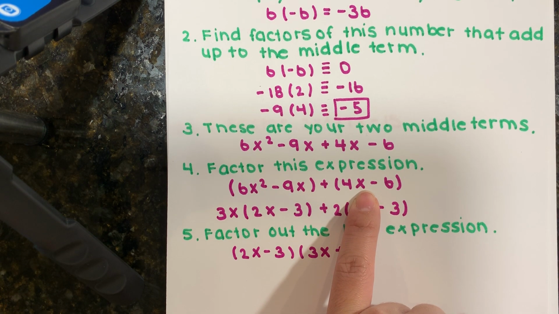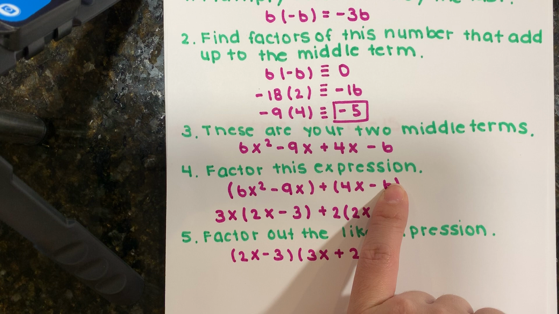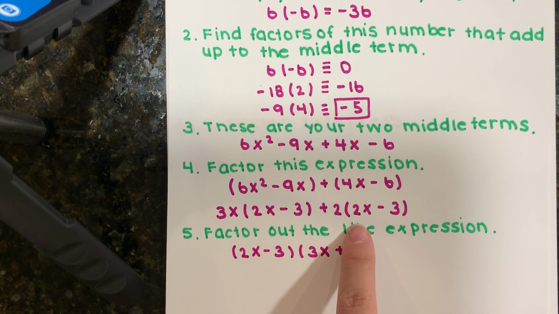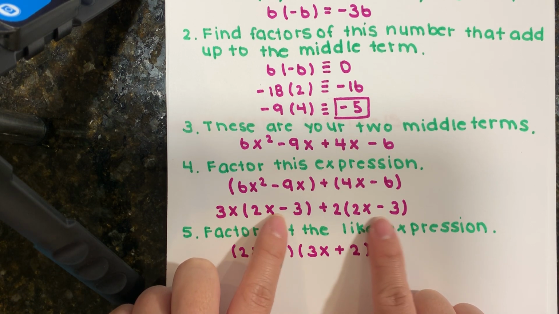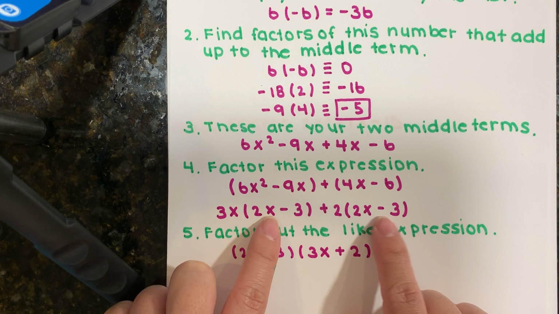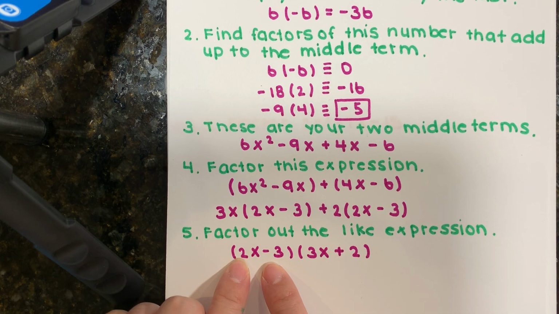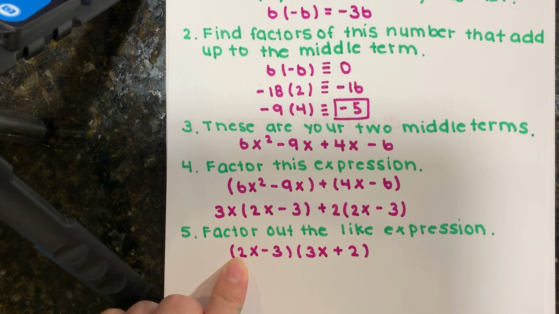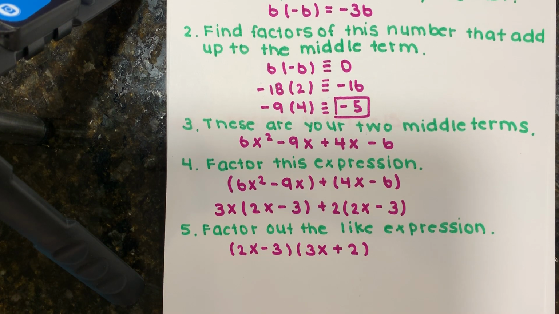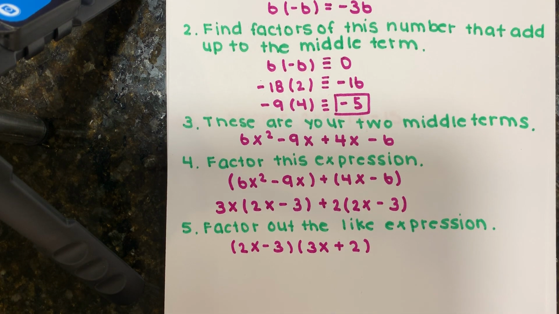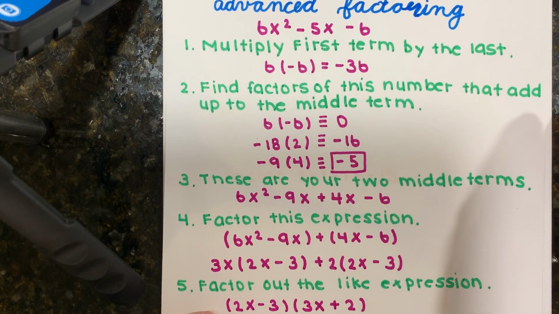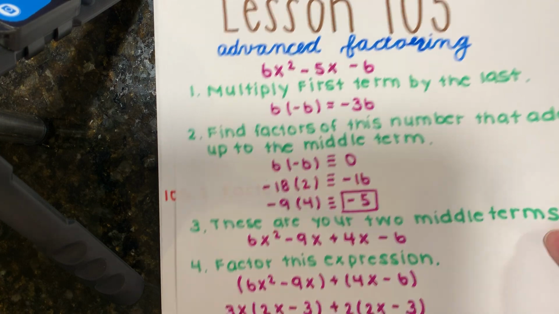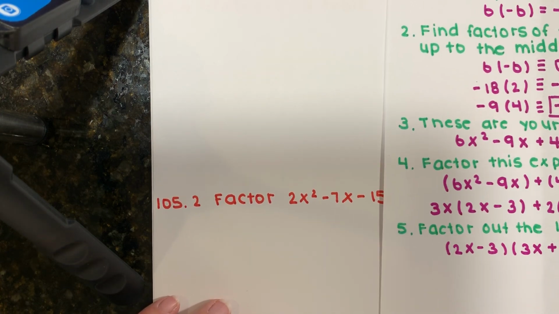Now for the 4x minus 6, I notice that both terms are divisible by 2, so I factored out a 2. Then I'm left with 2x minus 3 in the parentheses. So you should see that that's common: there's a 2x minus 3 in both. We're going to factor out the like expression, which is the 2x minus 3, and then you're just left with 3x plus 2. That is your factored equation. So that's what advanced factoring looks like. I know it looks a little tricky, but you really just need to be able to factor and follow all 5 of these steps. We're going to be using these 5 steps to go through some of our problems.